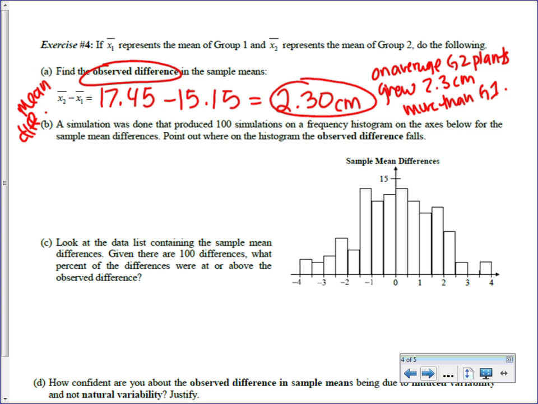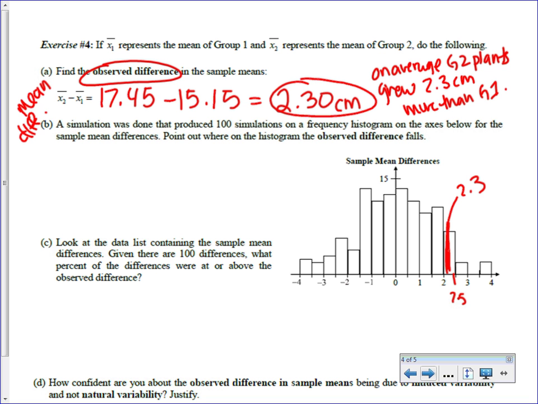Okay. So where does 2.3 fall? Well, 2.3 here is like 2.5, right? So 2.3 is in here. Okay. So we figured that out.